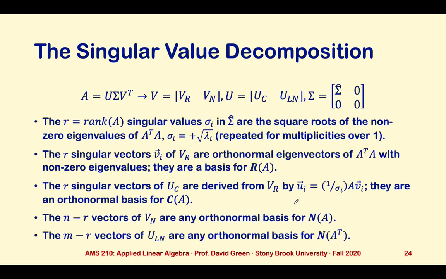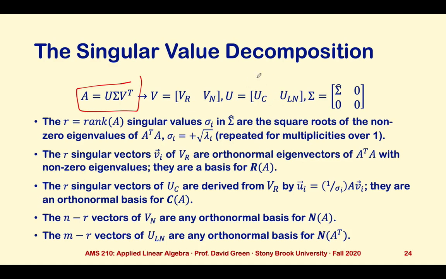Right? So how does this all sit together? This singular value decomposition, A equals U sigma V transpose, can be broken down. V is an orthogonal matrix, a matrix with orthonormal columns, where the first r columns are an orthonormal basis for the row space of A. The last n minus r columns are an orthonormal basis for the null space of A.